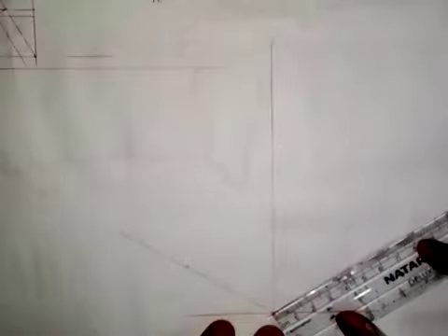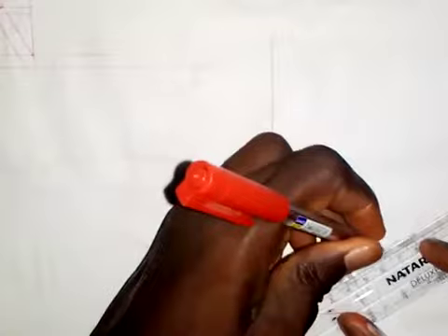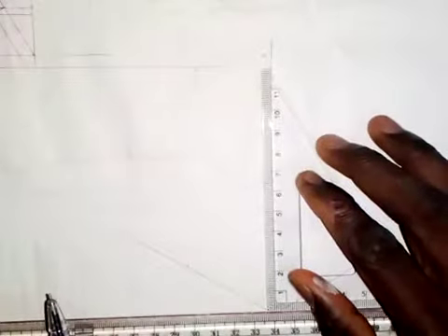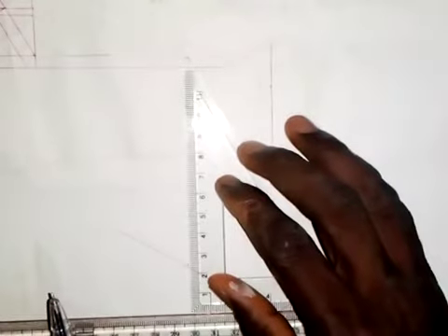And here I will take a measurement of 64 millimeters. So this is 64 millimeters, and 64 divided by 2 will give us 32 millimeters. So this is 32 millimeters. So here now, I will draw a vertical line.